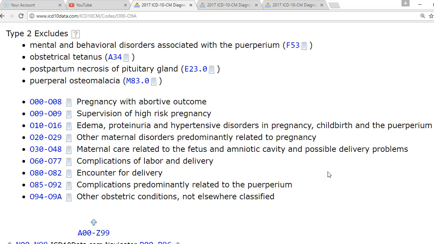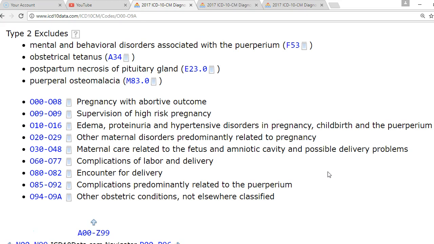So let's look at them, and then we're going to go back to the guidelines, and then we'll come back to these as we go through the guidelines. So we're going to have codes for pregnancy with abortive outcomes, supervision of high-risk pregnancies, and we're going to talk about what those mean and look at those codes. Different types of edema, proteinuria, hypertensive disorders. So this is issues with blood in the lymphatic system. Other maternal disorders predominantly related to pregnancy. We're going to talk about a lot of those, including things like diabetes.